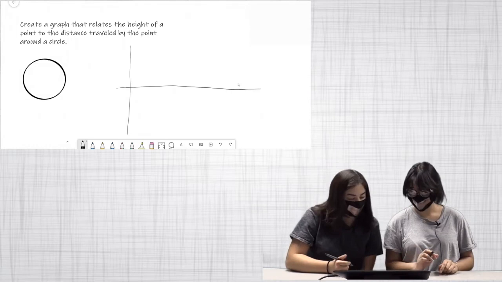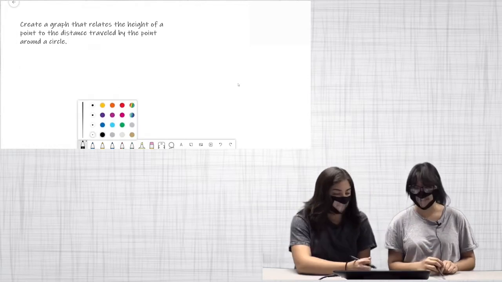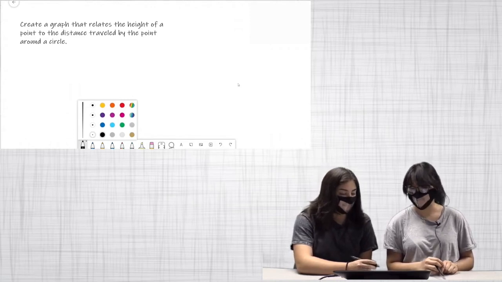In this episode, we explore our same graphing context, but now for a circle. Zoe and Gisele will explore what the graph of a point's journey around a circle looks like that relates the height of the point as a function of its distance traveled. Create a graph that relates the height of a point to the distance traveled by the point around a circle.